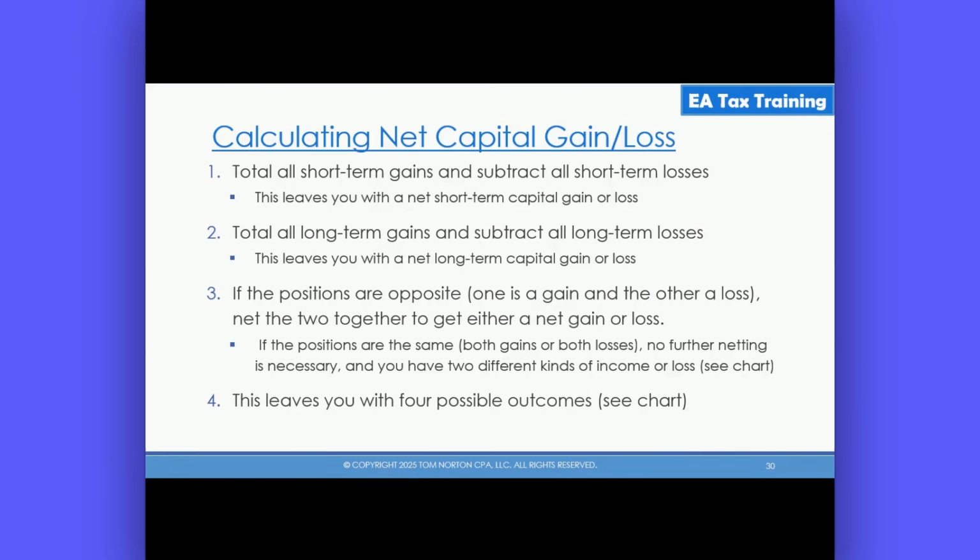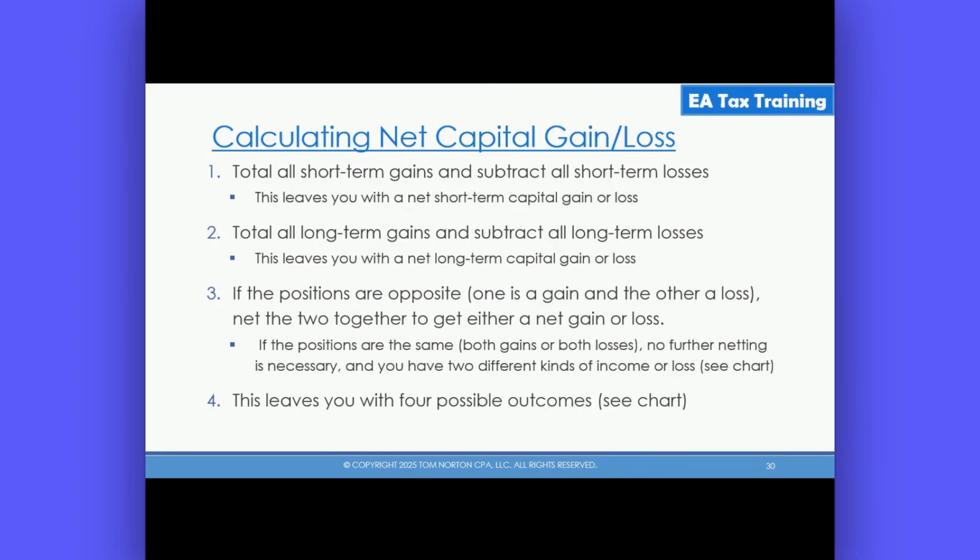So calculating the net capital gain or loss, in order to figure out your net gain or loss for the year, you go through these steps. Steps 1 and 2 you can do in either order. You don't have to do 1 first and 2 second. It could be vice versa. But in any case, this is how we'll look at it.